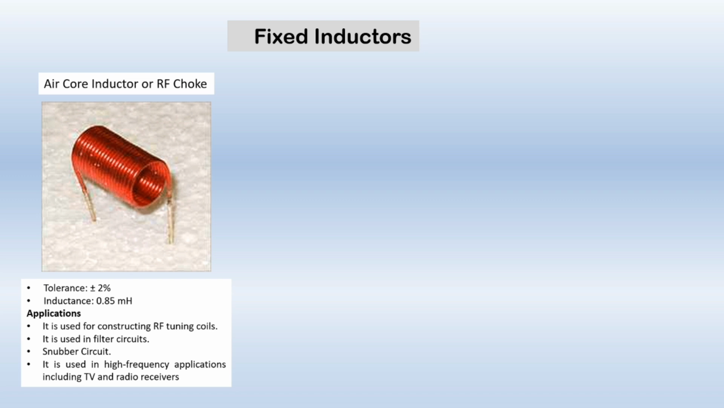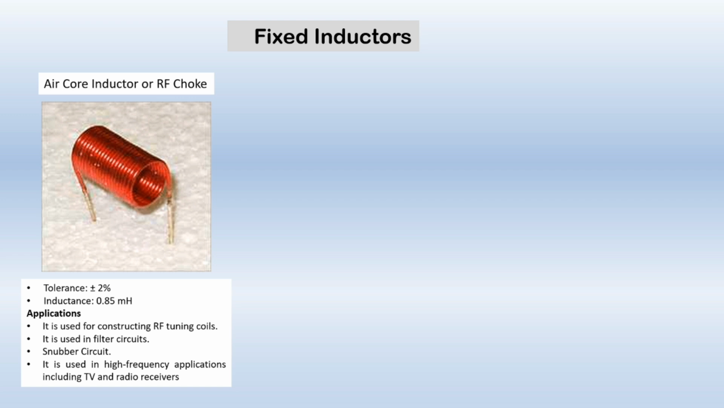As you can see, there is no core inside this coil, so there is only air, which has very low permeability. So it has a very low value of inductance, which is equal to 0.85 millihenry, and its tolerance is plus minus 2%. It is used for constructing the radio frequency tuning coil.